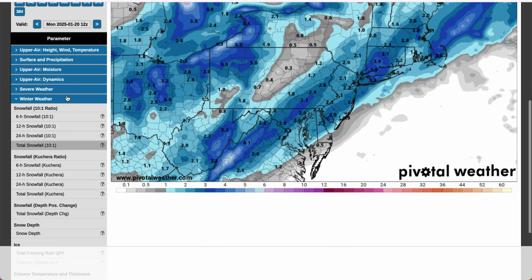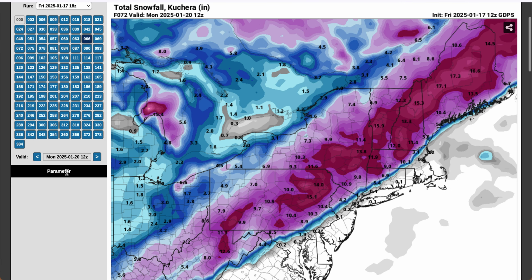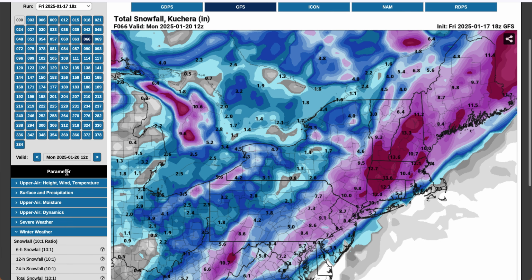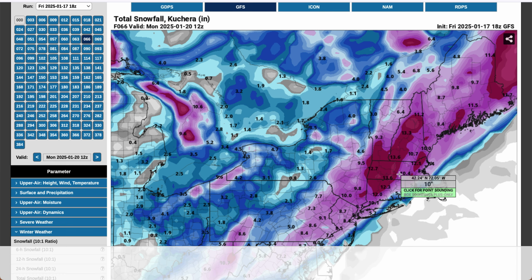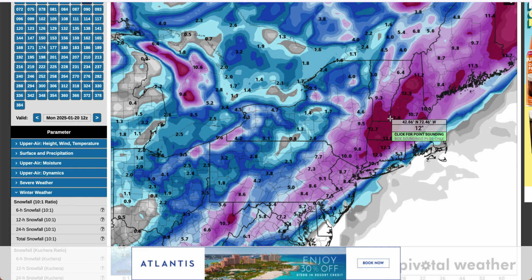Now, if we want to look at this in the Kuchera ratio, let's look at all the models now, except for the European. Look at the GFS. This is some pretty good snow, I would say. Widespread 7 to 8 inches, I-95 and northwest, and into the interior northeast. After that low strengthens, after we get some good frontogenesis going, 12 inches plus is what it's saying over western Massachusetts. Even getting into areas like Lexington, just northwest of Boston, saying a foot.